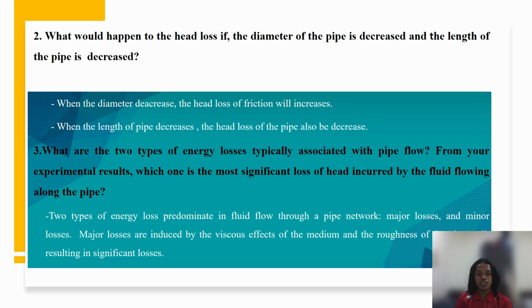Question number 3 is: what are the two types of energy loss typically associated with pipe flow? From your experimental results, which one is the most significant loss of head incurred by the fluid flowing along the pipe? Two types of energy loss typically include flow through a pipe network: major loss and minor loss. Major losses are induced by the viscous effects of the medium and the roughness of the fluid flowing, resulting in significant losses.